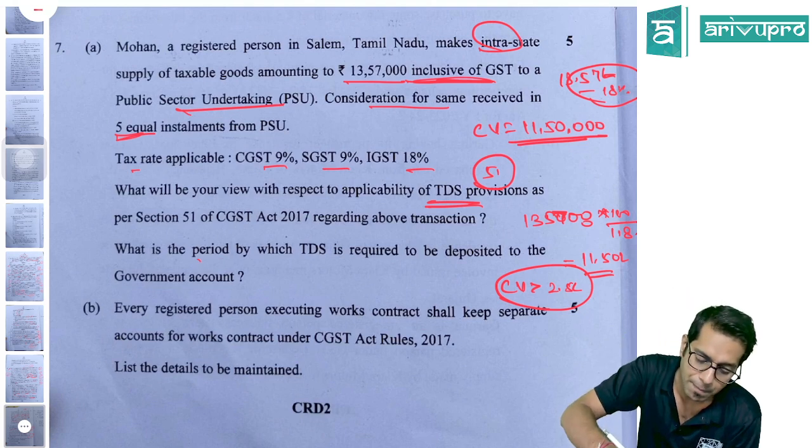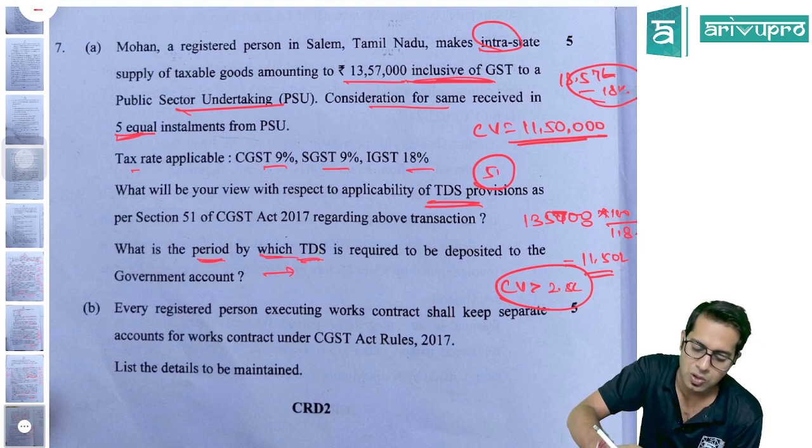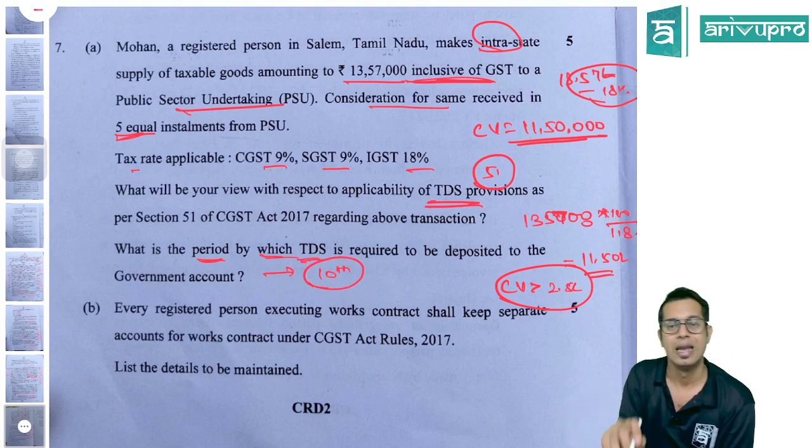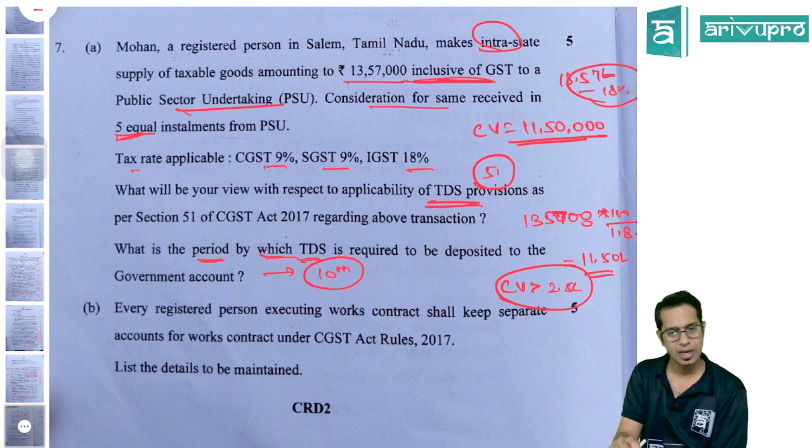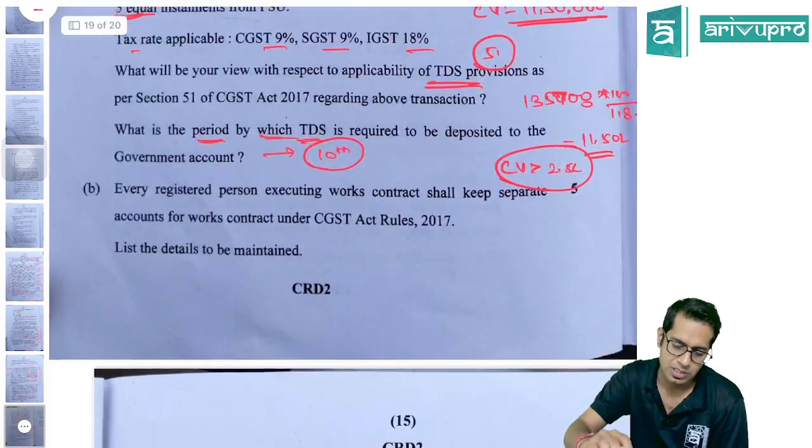And what is the period within which the TDS is required to be deposited? It should be deposited by 10th of next month. So TDS should be deposited by 10th of next month.